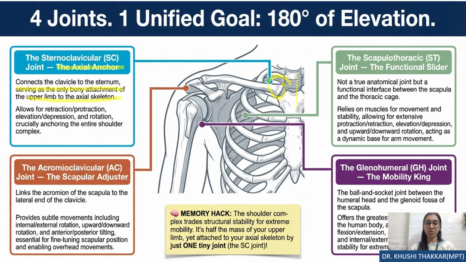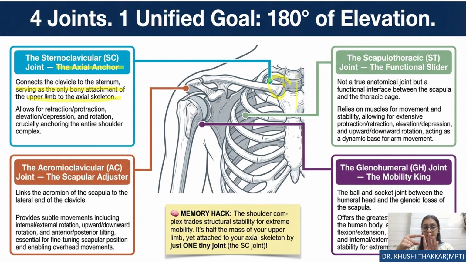Now let's move on to the acromioclavicular joint, which is formed by the lateral end of the clavicle and the acromion process of the scapula. So this acromioclavicular joint links the acromion of the scapula to the lateral end of the clavicle. It provides subtle movements including internal and external rotation. Consider this as the clavicle and this as the scapula, this being the acromion process.